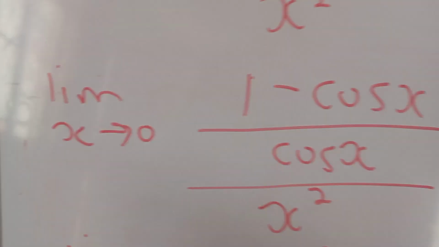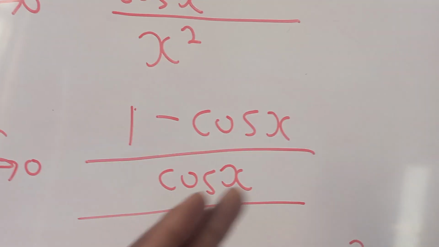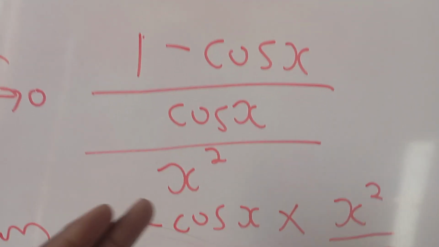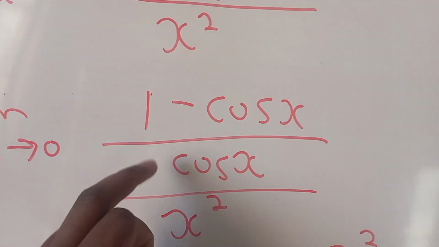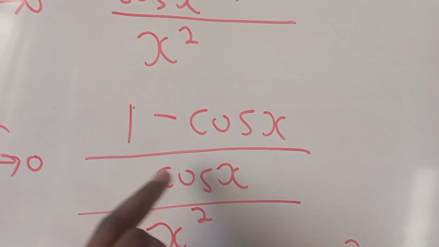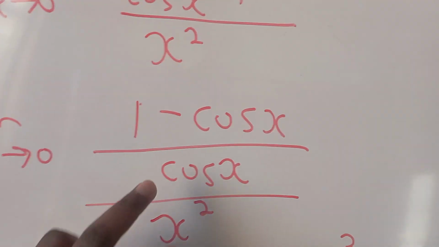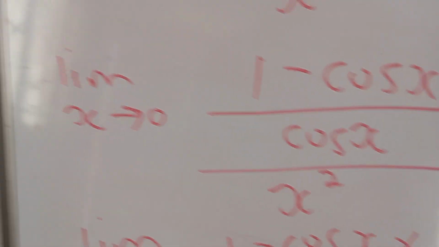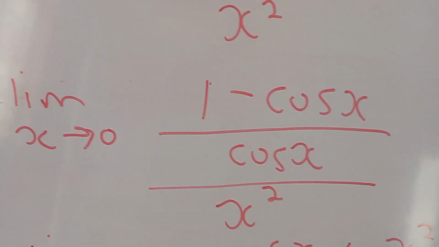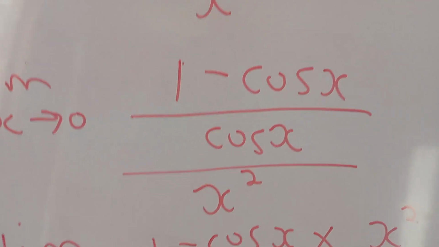So after that part, the limit as x approaches 0, 1 minus cos x all over cos x all over x squared. Right. So we'll say then 1 minus cos x times, this divide we will convert to times, right? Then this will flip. It's going to be x squared all over cos x. The limit as x approaches 0.